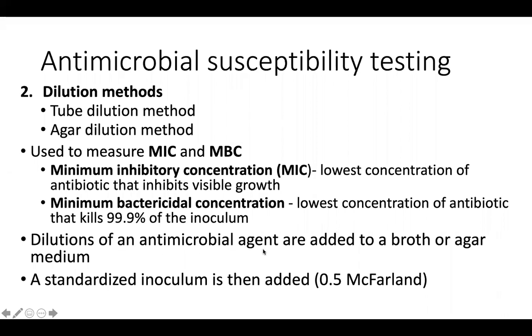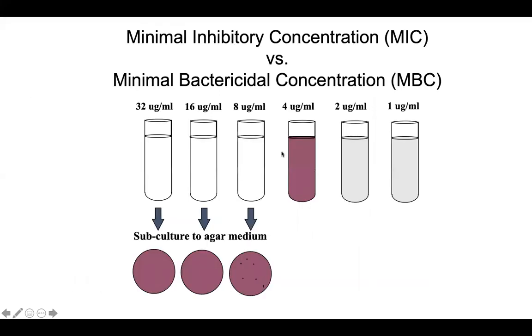Okay, so you add dilutions of antimicrobial agents to a broth or agar medium. Now, this is a standardized inoculum of 0.5 McFarland that we use. So this is a tube dilution, and you can see the concentration. The different tubes have different concentrations from 1 microgram per milliliter all the way to 32 micrograms per milliliter. It depends on what antimicrobial agent you're testing.